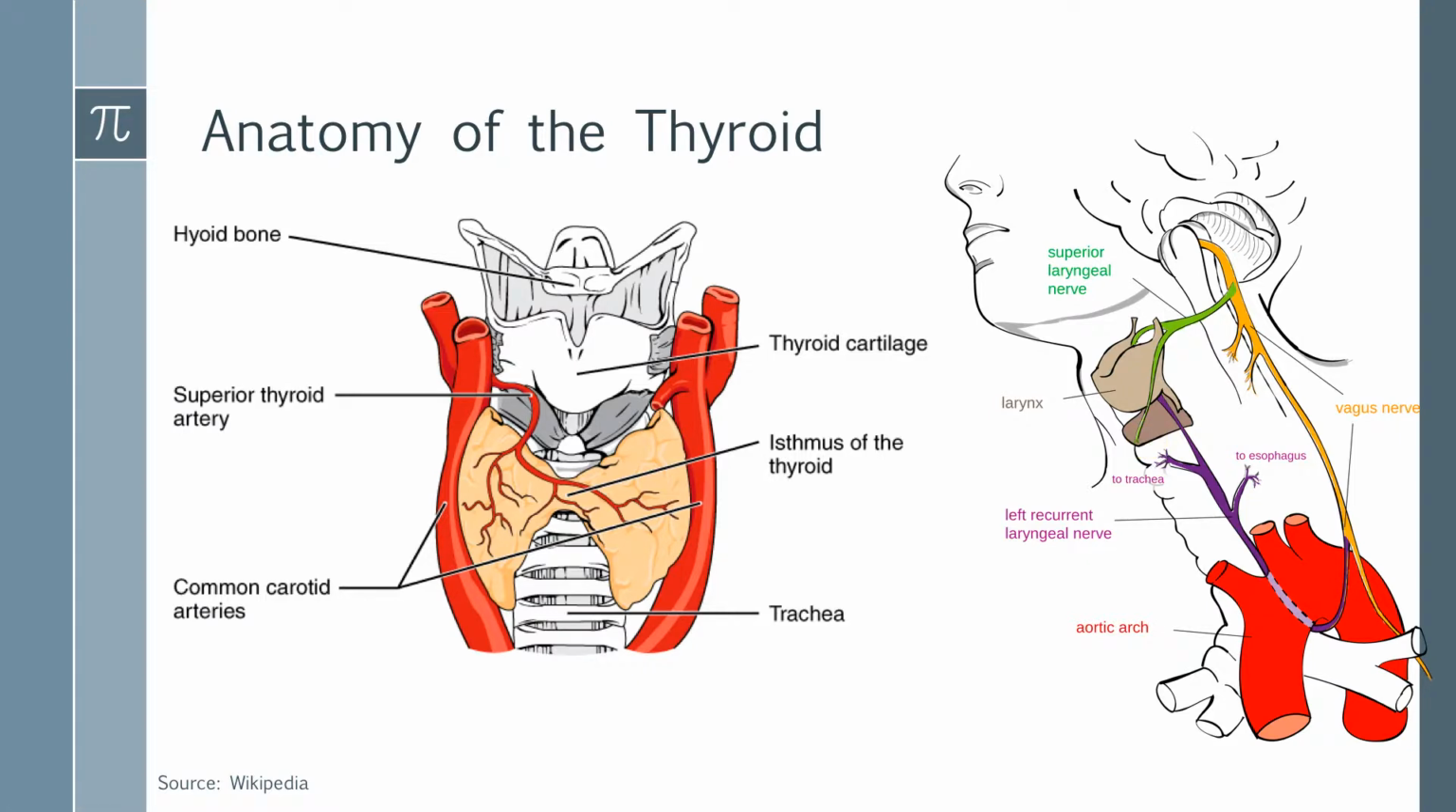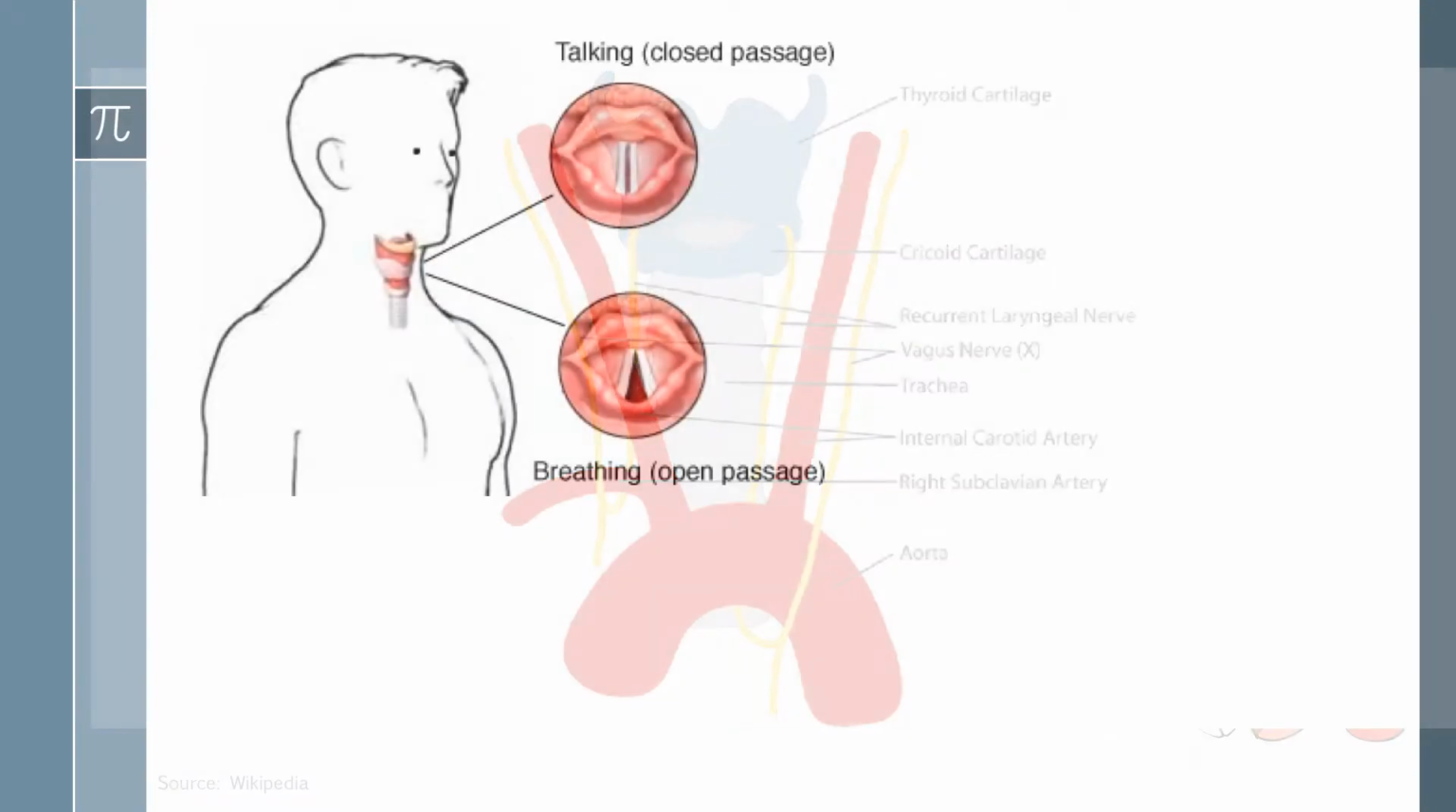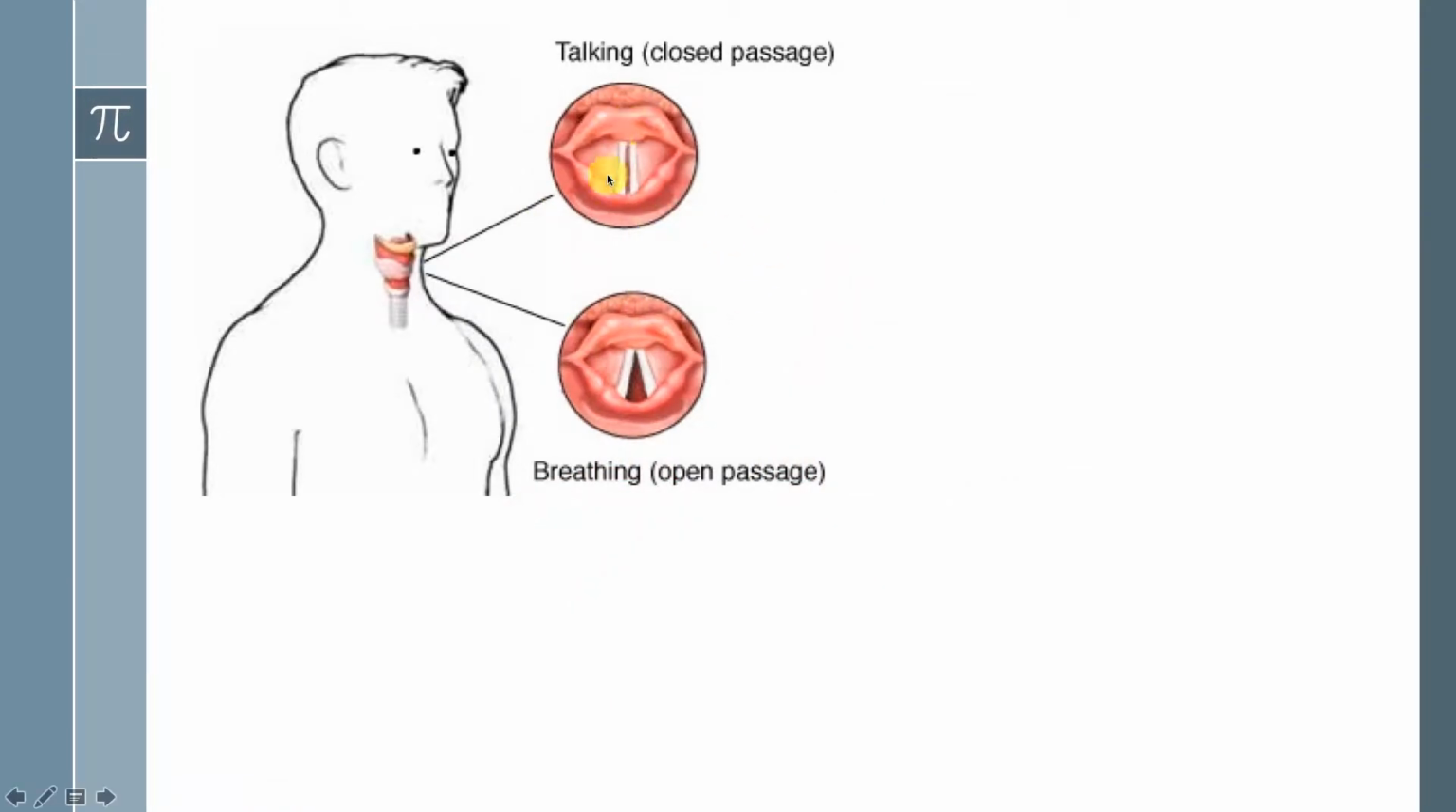So what does the recurrent laryngeal nerve innervate? This picture actually shows it better. The left one goes right under the aorta, recurs into the thyroid, and the right one goes under the subclavian artery, the right subclavian, and it innervates essentially every single muscle except cricothyroid. The major thing you need to remember is that the recurrent laryngeal nerve controls your vocal cords. When you're talking or eating, your vocal cords close because you don't want food to go down your windpipe and into your lung. It's called aspiration. But when you're breathing, it opens. And that's what the recurrent laryngeal nerve controls.